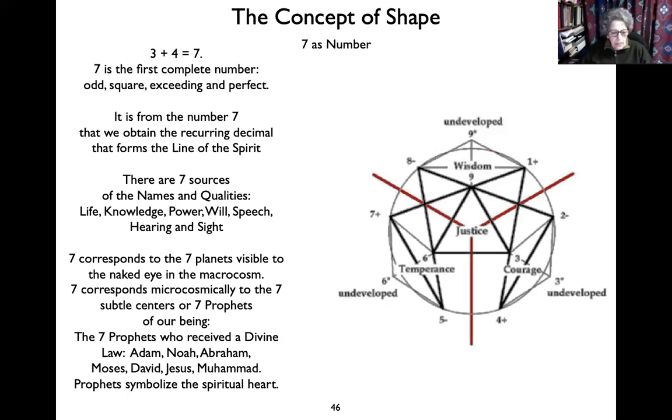7 corresponds to the 7 planets visible to the naked eye in the macrocosm. It corresponds microcosmically to the 7 subtle centers, or 7 prophets of our being, and these are the 7 prophets who received a divine law: Adam, Noah, Abraham, Moses, David, Jesus, and Muhammad, prophets symbolizing the spiritual heart. We don't know much about the divine law that Adam, Noah or Abraham received, but we certainly know about Moses, David and the Psalms, Jesus and the Gospels, and Muhammad in the Quran. But they are considered to have given a law.